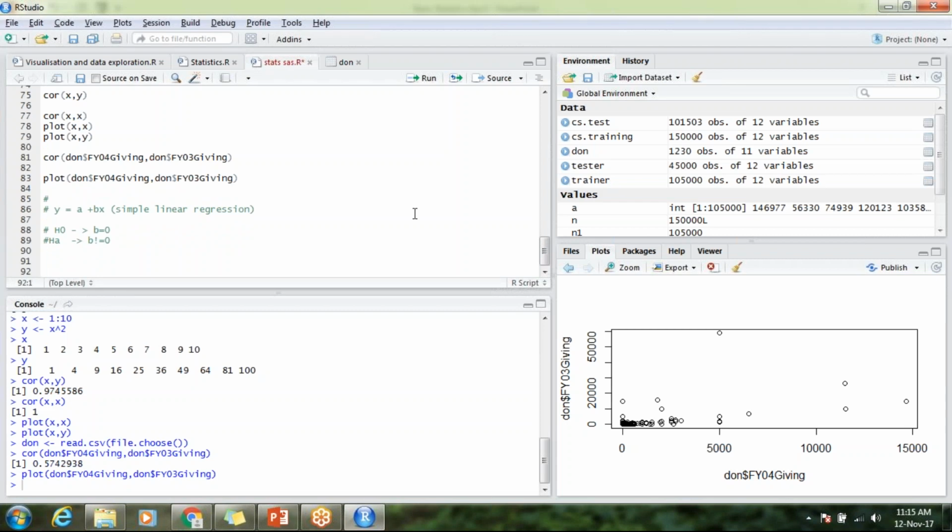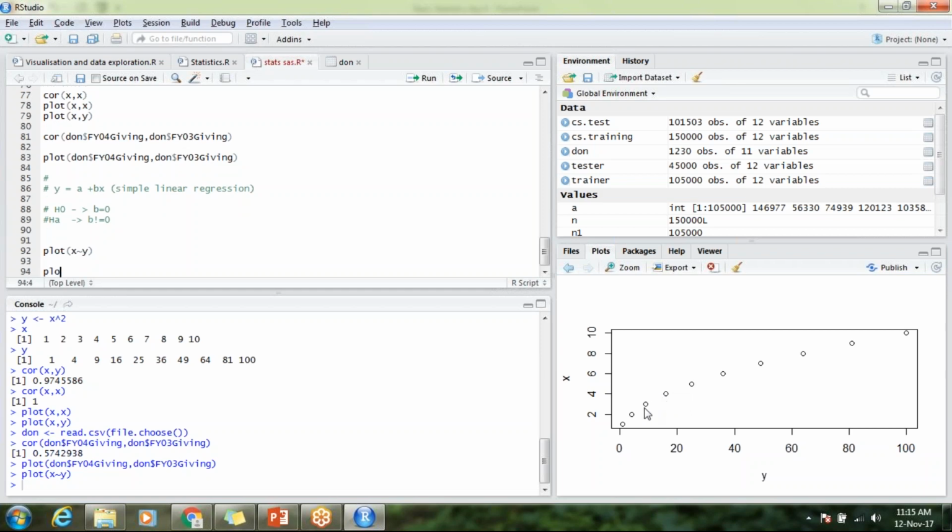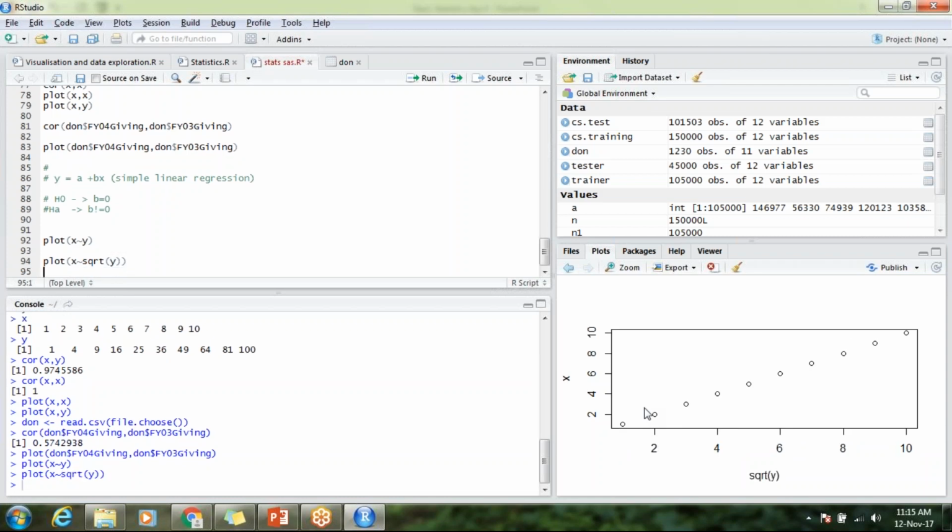Okay. So what happens is when the trend is not linear, for example here between x and y, the trend was not linear. So here I need to make a certain transformation. What I can do is take the square root of y. Now if I do, I'm getting a linear value, right? So when my data set is not linear, I need to make a certain transformation.